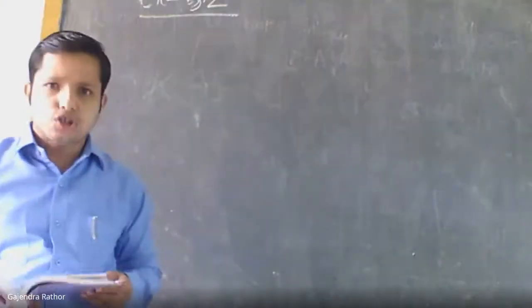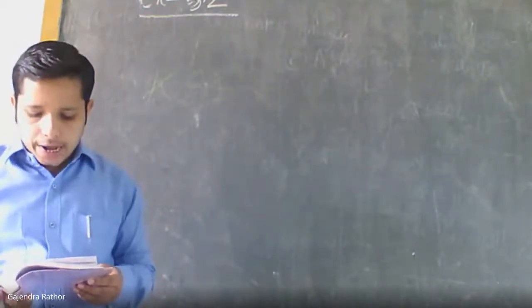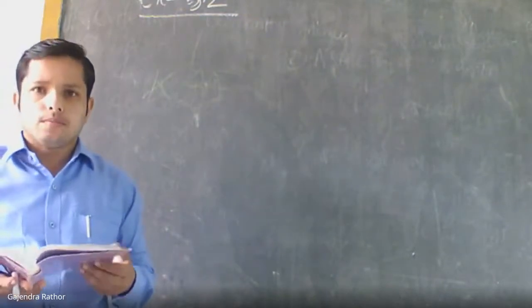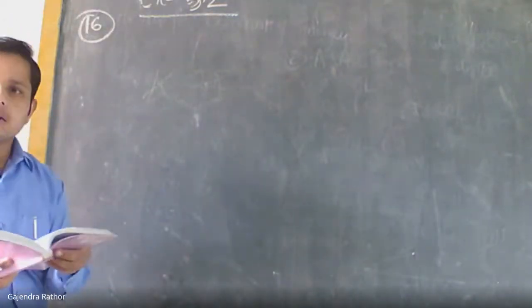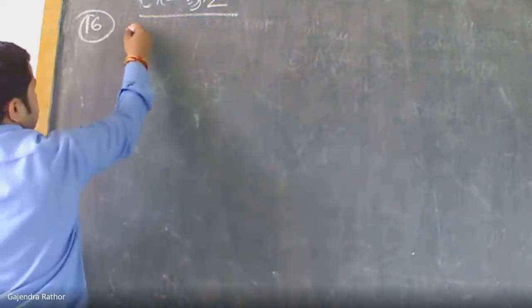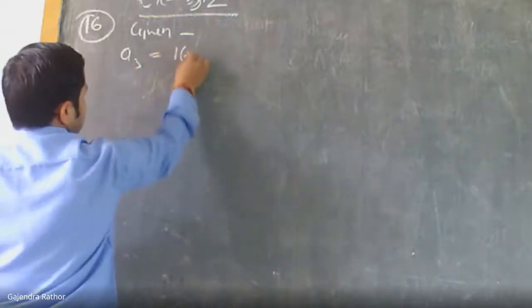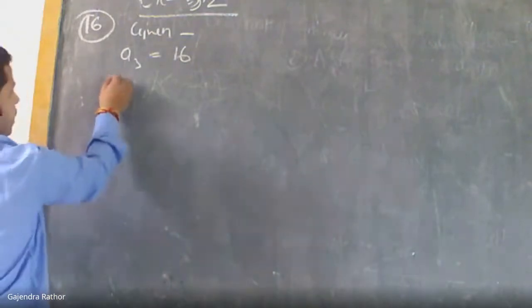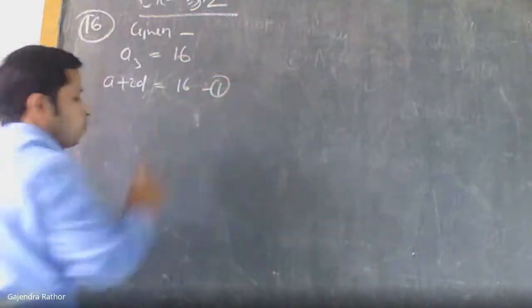Okay, question number 16. Determine the AP whose third term is 16 and the seventh term exceeds the fifth term by 12. So in this question, given the third term, A3, is equal to 16. We can convert according to the general form. So we can write A plus 2D is equal to 16. That is equation number 1.